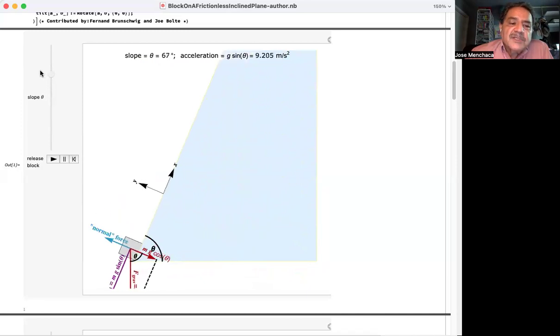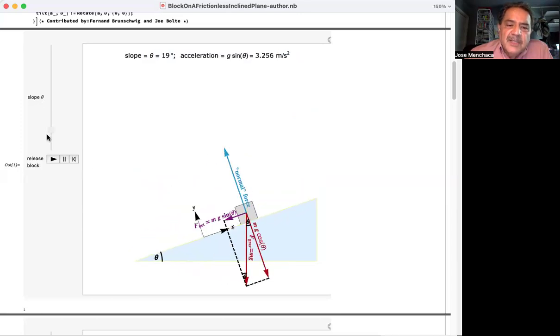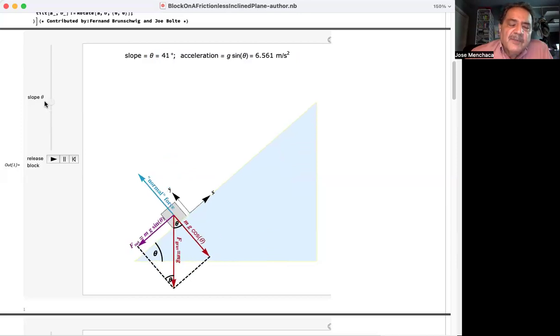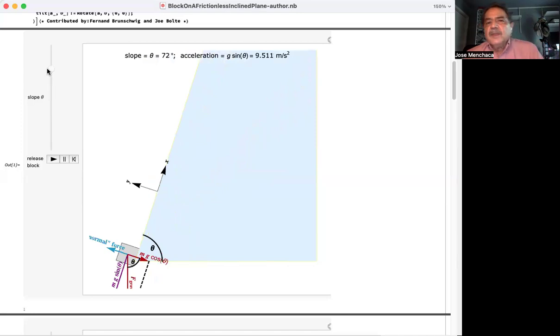And those are related to questions that you're going to see on the quiz and the homework. So hope this helps. As the angle increases, the component of acceleration parallel to the ramp increases. Okay.